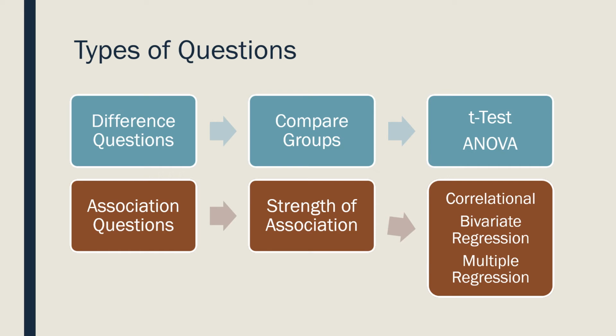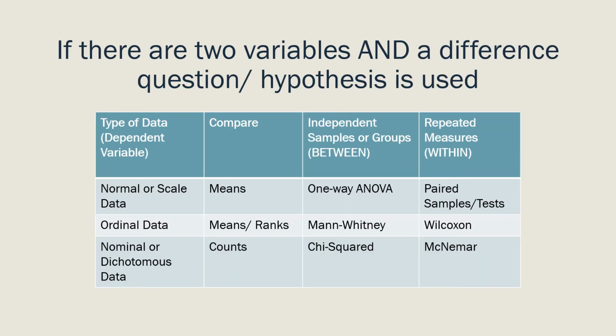When we get into the exact number of variables, how many variables are independent versus dependent, and the type of data, this gets much more complicated. So it's easy to just look at the type of hypothesis or questions being asked first. Now to get into the nitty-gritty.